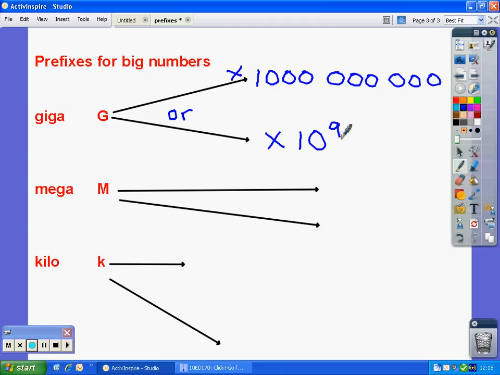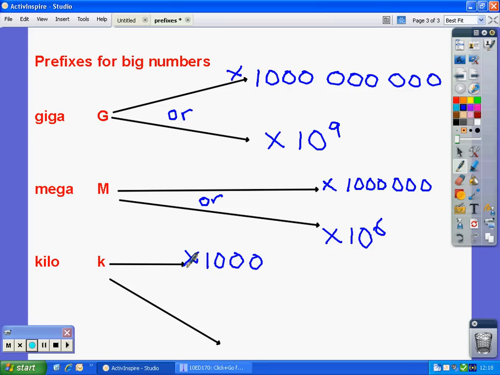Mega means a million of something, so that means multiply by a million. Similarly, if your power of 10 skills are good enough, that's the same as 10 to the power of 6. So either multiply by a million or replace capital M for mega by 10 to the power of 6. Kilo means 1,000 of, so multiply by 1,000. Or alternatively, use powers of 10, which is 10 to the power of 3.